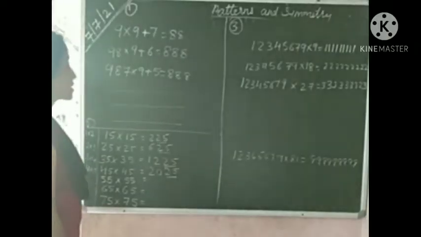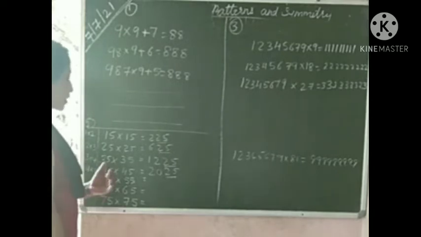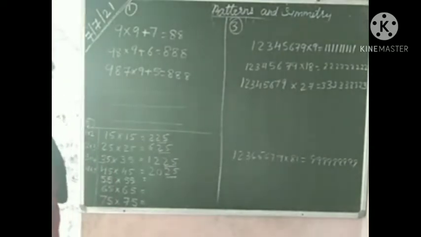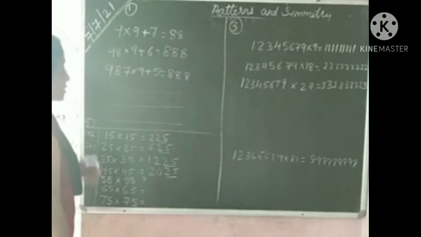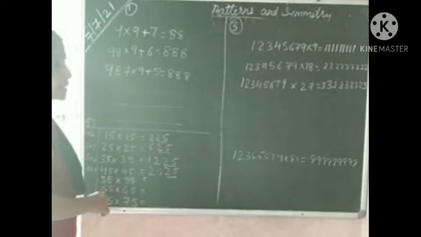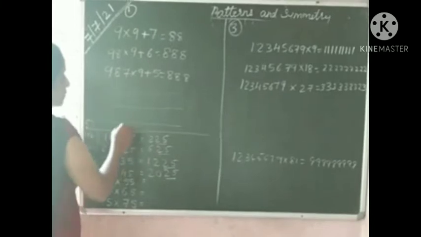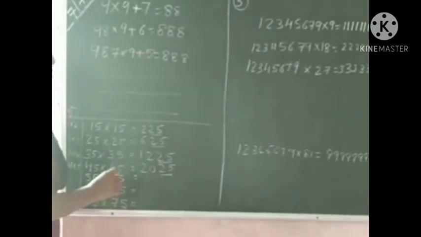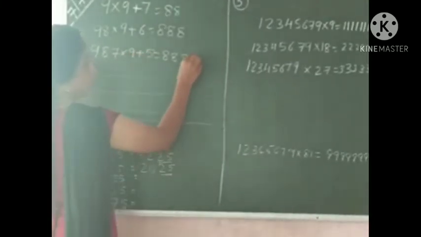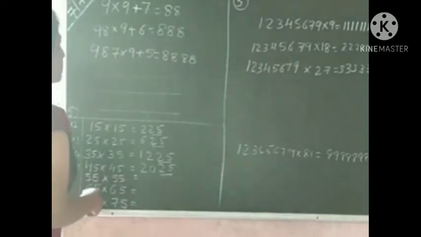Here 3 questions are given, that is exercise questions. Can you complete this pattern? Here 9 into 9 plus 7 is equal to 88. Then 98 into 9 plus 6 is equal to 888. Then 987 into 9 plus 5 is equal to 8888. 4 eights are there. Now what will come next?